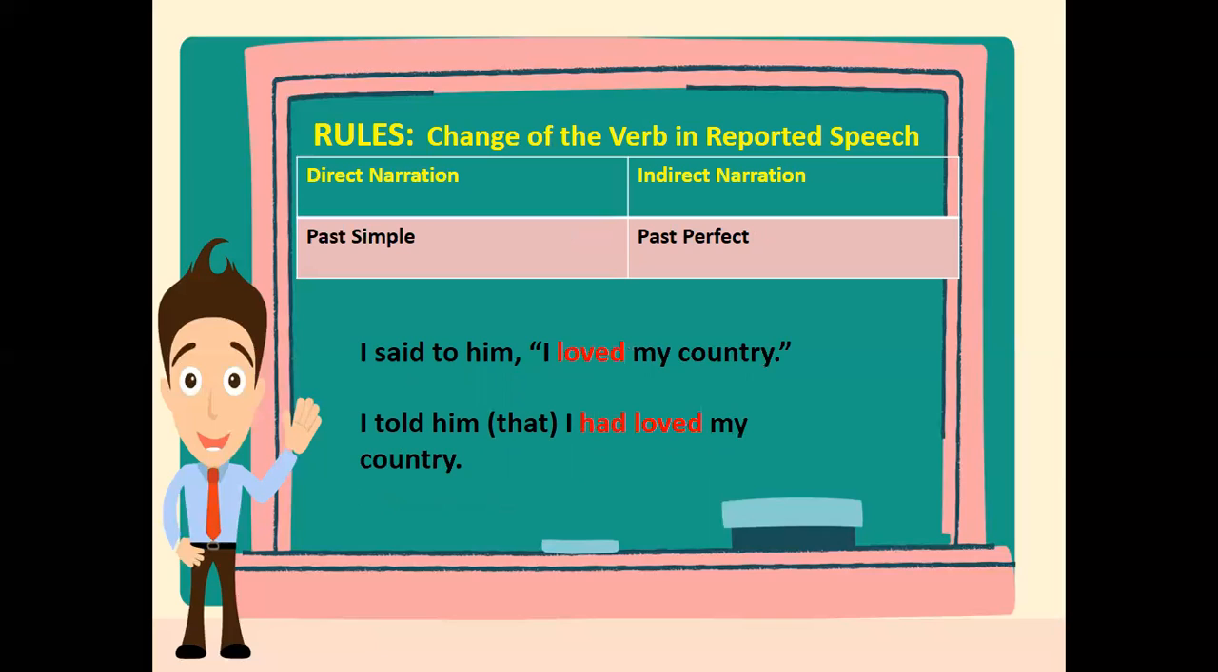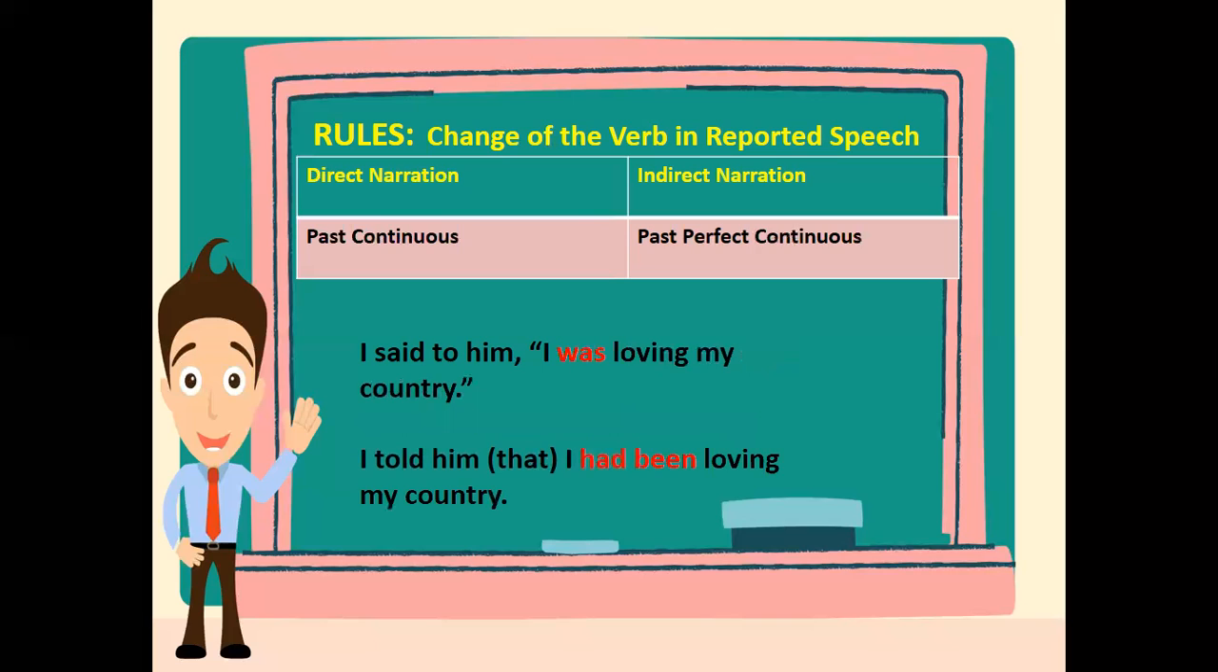If in direct narration, in reported speech, you have past form of the verb or did plus present form of the verb, you are going to change it into had plus past participle form. Let's see the sentence. I said to him, "I loved my country." Loved is past form of the verb. So the tense is past simple. So you are going to change it into, I told him that I had loved my country. So had loved is past perfect.